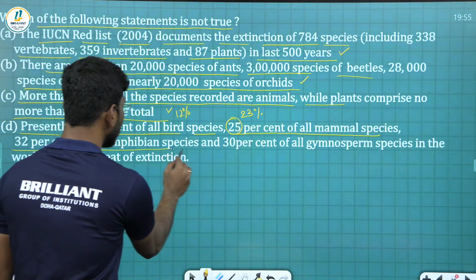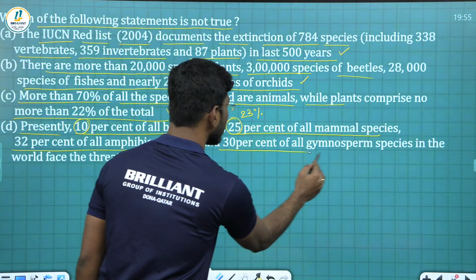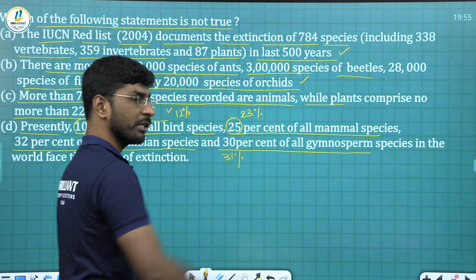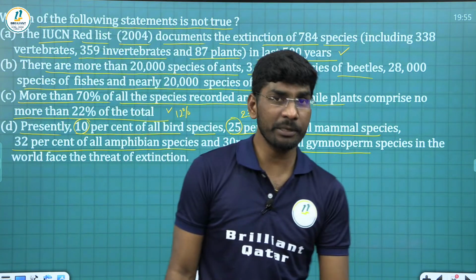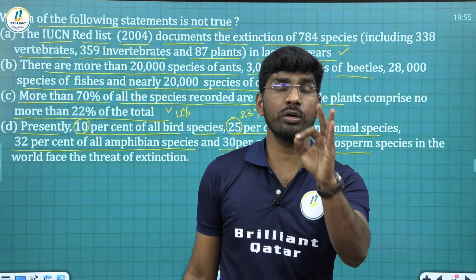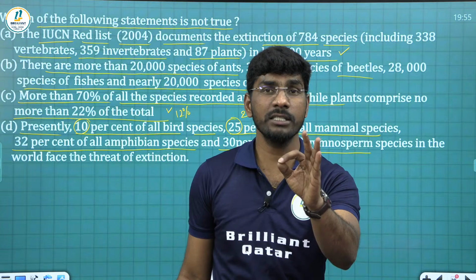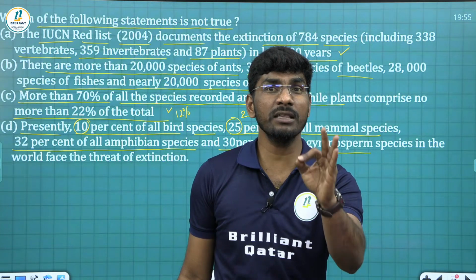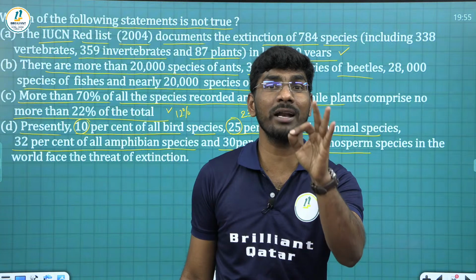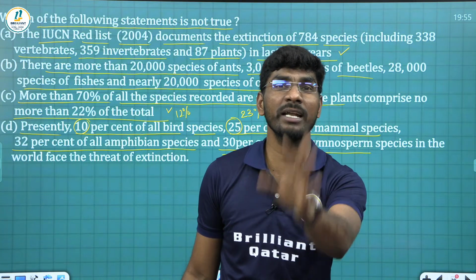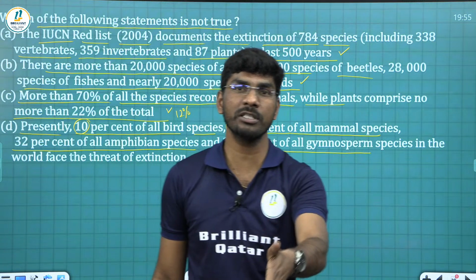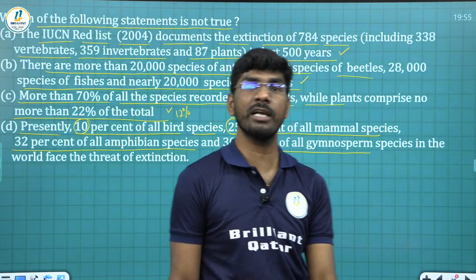32% of all amphibian species and 30% of all gymnosperm. I think this is 31% of all gymnosperm. Am I correct, beta? NCERT clearly mentioned the 2004 Red Data List: 15,500 species of organisms are endangered, facing threatening problems. In that one, 31%, 23%, 12%, different percentages are given in the NCERT.